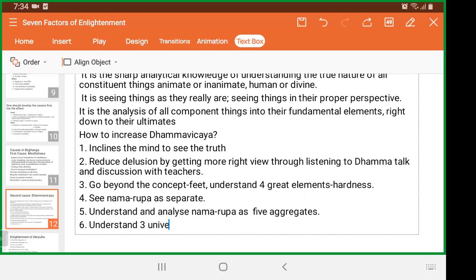Okay. So understand the universal characteristics: anicca, dukkha, anatta, and then also the 4 noble truths and the 8 noble paths. Okay, so there are many here. Good. All right. I think that is enough.